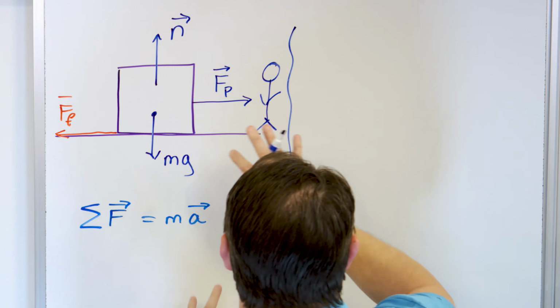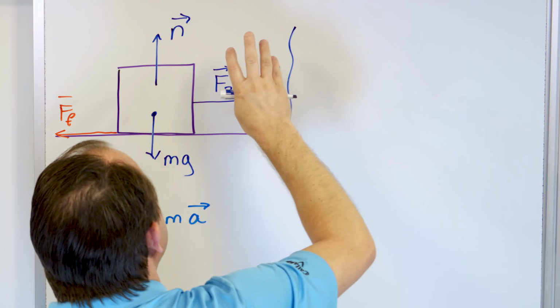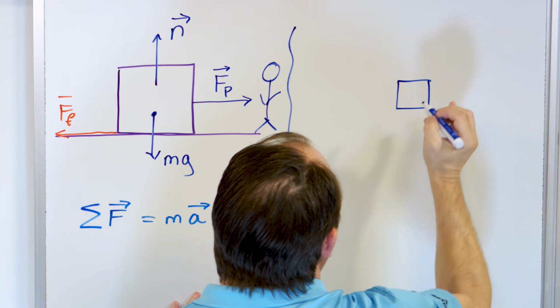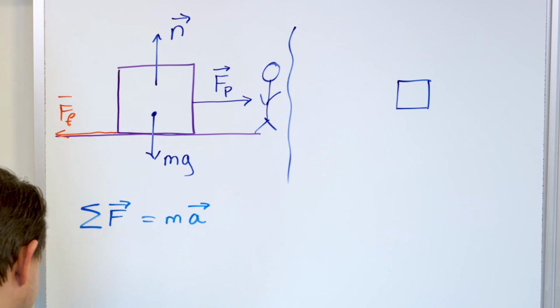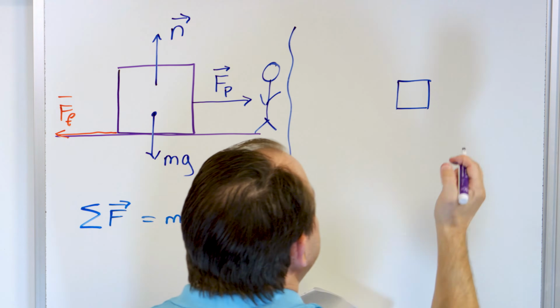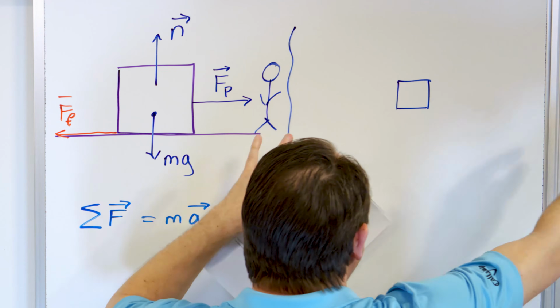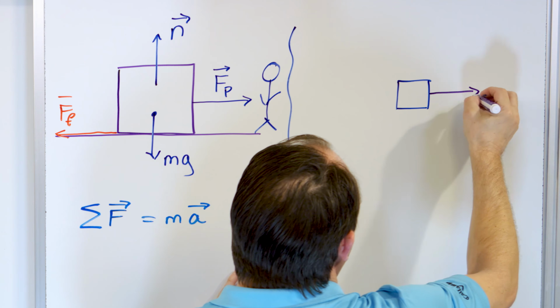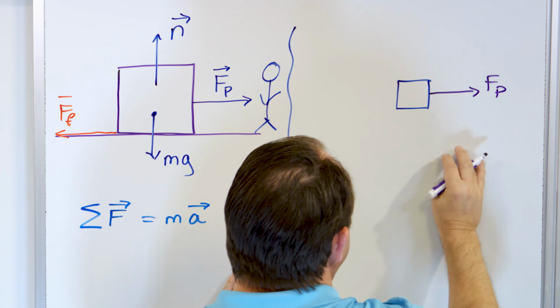Now that we have our general idea here, we remove the ground, we remove the person, and we draw a simpler diagram with just the box in free space, because that's what we really care about. We disregard the people, the planets, all that stuff, and acting on this box must be a force in this direction, which is a pulling force.